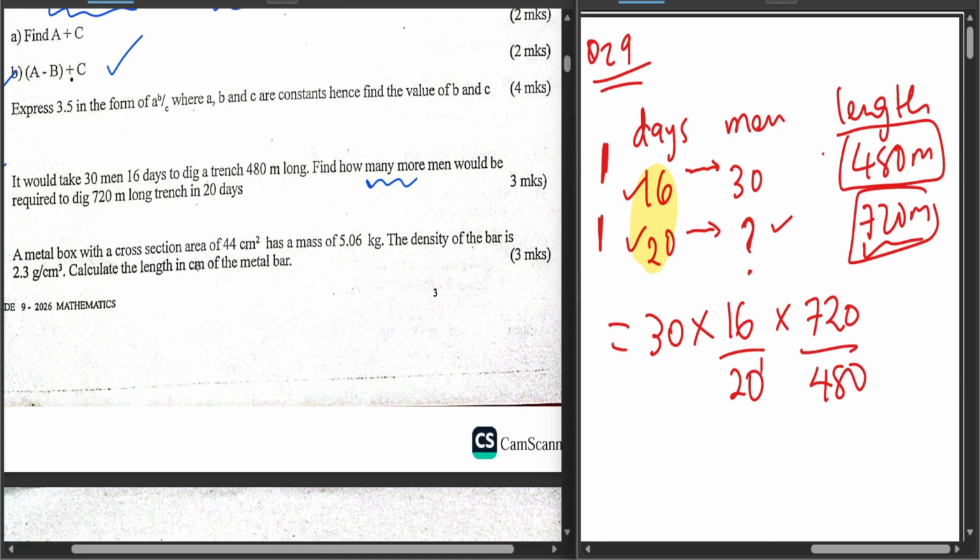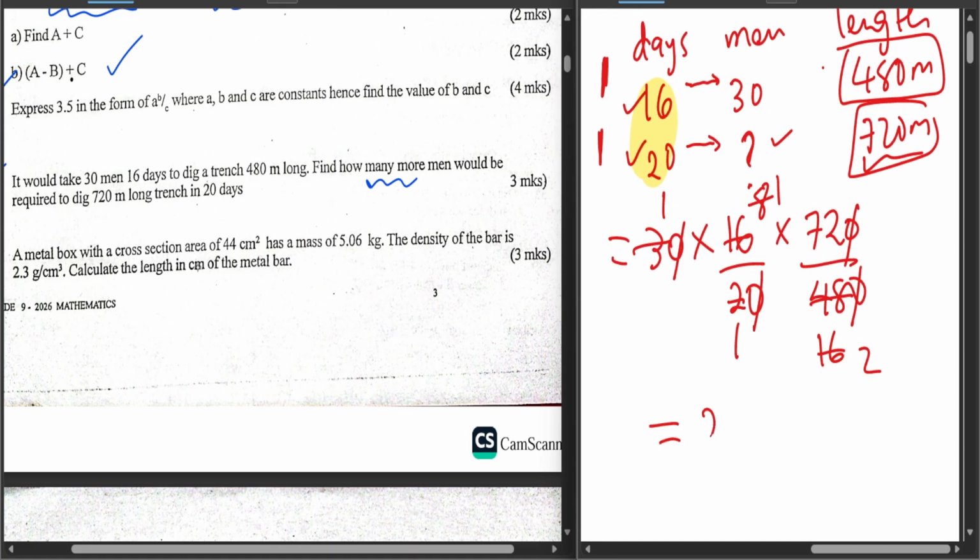Okay, so 0 cancels out, 0 cancels out, 2 goes into 16 8 times. 48, how many times? No, divide by 3, 3 goes into 48 16 times. 72 divided by 16, nope, 8 goes into 16 2 times, and 72 divided by 2 gives you 36 men. So you require 36 men for this job to be done.